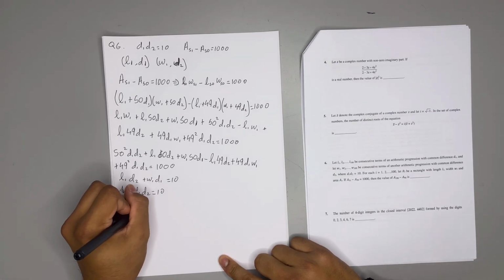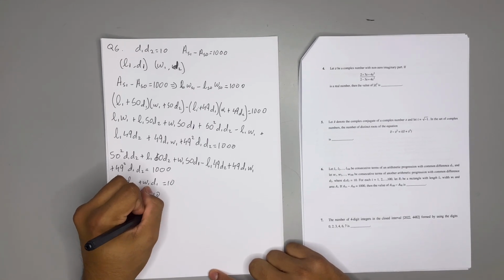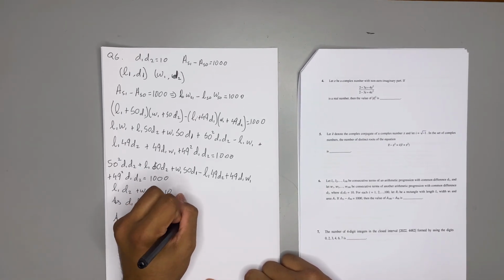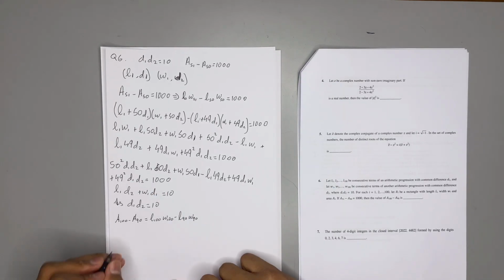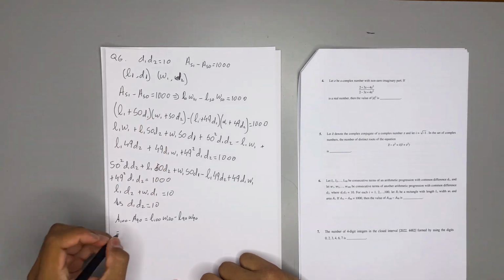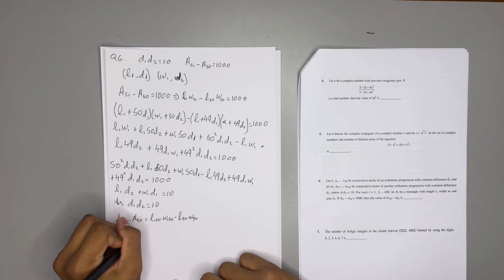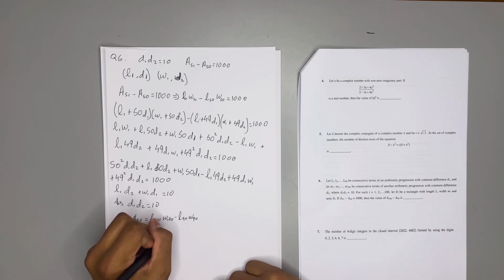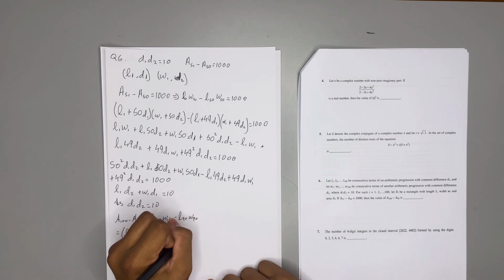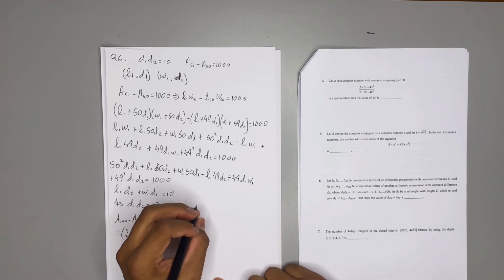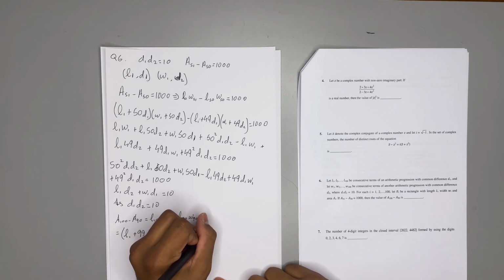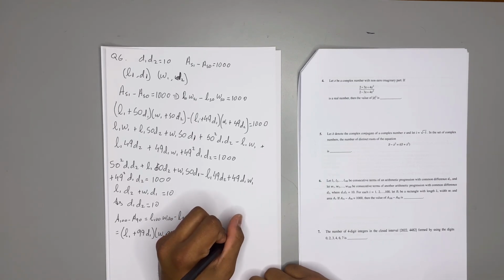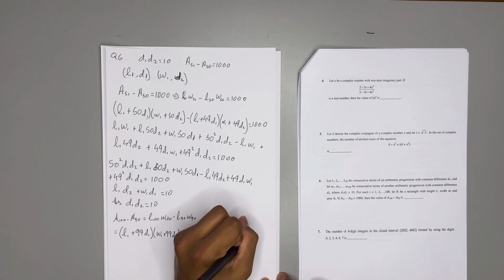A100 minus A90 equals to L100 W100 minus L90 W90. Let's sub this into this formula right here. We have L1 plus 99 D1 W1 plus 99 D2 minus L1 plus 89 D1 W1 plus 89 D2.